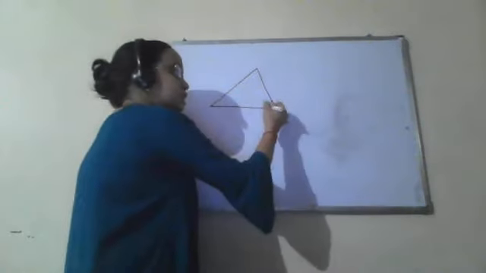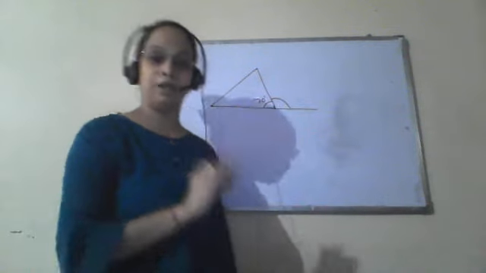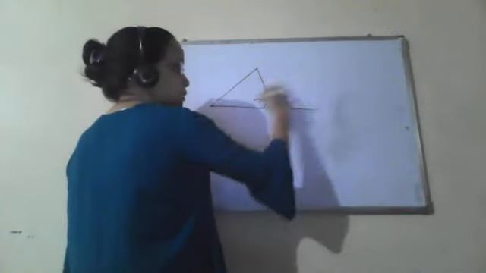If this is the interior angle, suppose it is 70 degrees, so its exterior angle will be this. Interior and exterior angle form a linear pair, that is, the sum of interior angle and exterior angle is equal to 180 degrees. So how will we calculate? It will be 180 minus 70, which comes out to be 110 degrees.